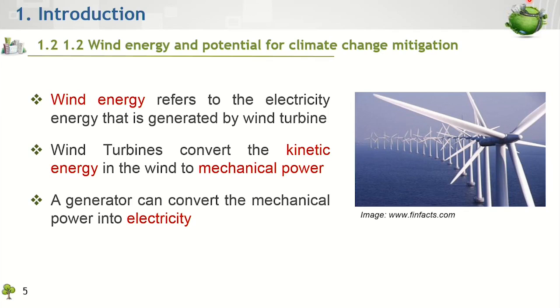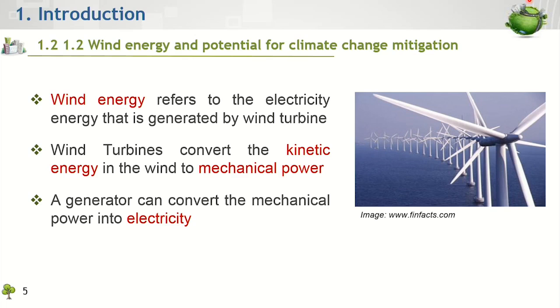And the general process that converts wind to electricity consists of two steps. The first step is that wind current is used to turn the wind turbine to move around the rotor, for which the kinetic energy in the wind is converted into mechanical energy. Then this mechanical energy is converted into electric power by a generator.